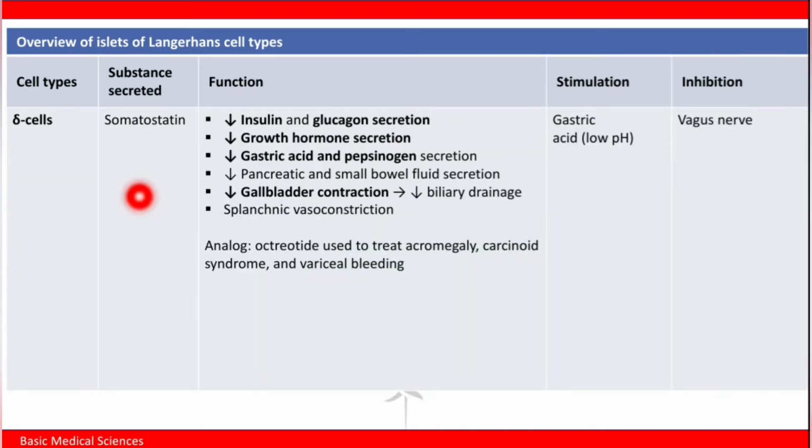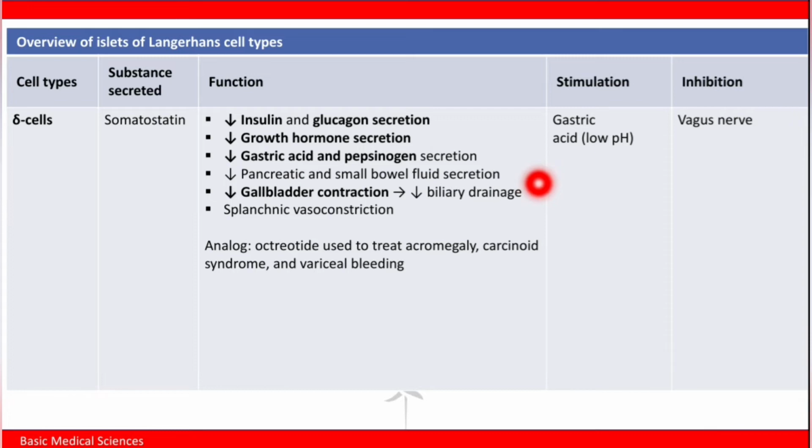Next, the delta cells. Their function is to produce this hormone called somatostatin. So what's the function of somatostatin? It inhibits or decreases the synthesis of insulin and glucagon. It decreases growth hormone secretion, decreases gastric acid and pepsinogen secretion, decreases pancreatic and small bowel fluid secretion, decreases gallbladder contraction, thus decreasing biliary drainage, and it causes splanchnic vasoconstriction.